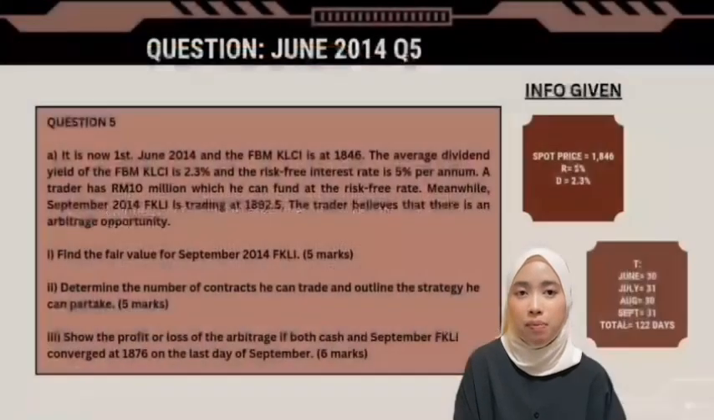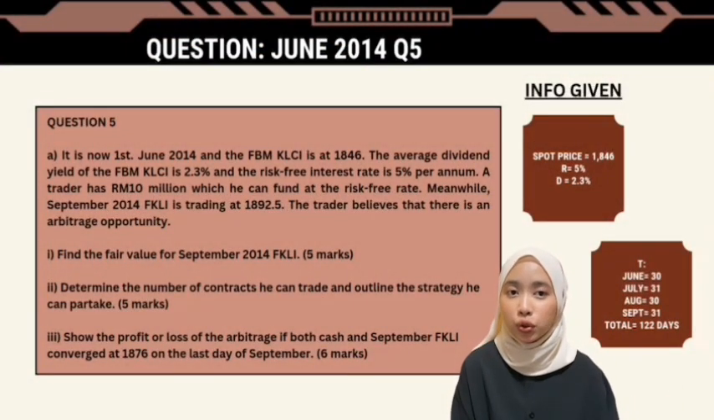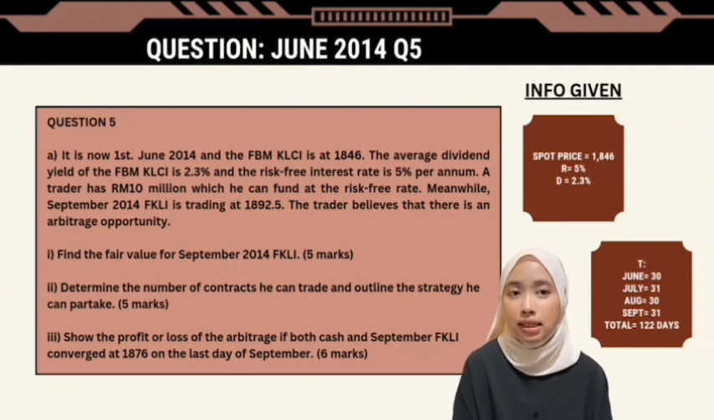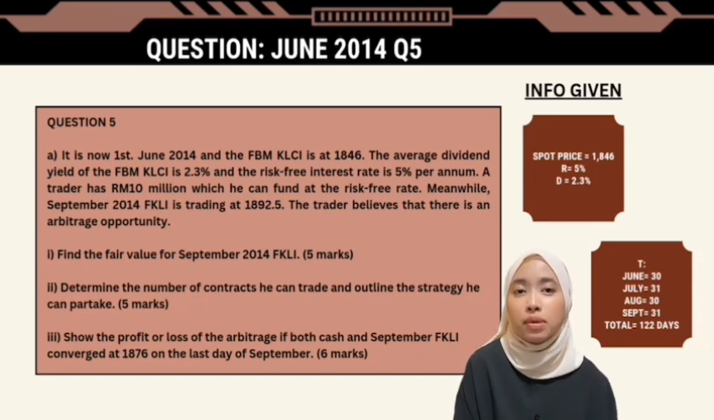Now, I will explain about arbitrage from the past year question, June 2014, question 5. The question says that it is now 1st June 2014 and the FBM KLCI is at 1846. The average dividend yield at the FBM KLCI is 2.3% and the risk-free interest rate is 5% per annum. A trader has 10 million which he can fund at the risk-free rate. Meanwhile, September 2014 FKLI is trading at 1892.5. So the trader believes that there is an arbitrage opportunity.